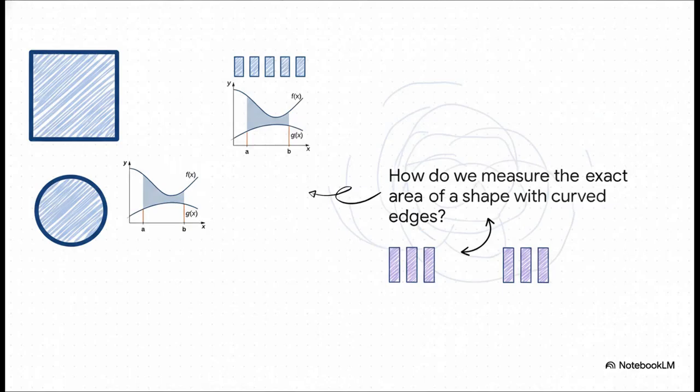You know, geometry class gives you all these neat formulas for squares and circles. But what happens when you run into a shape like this? It's bounded by two totally different functions, f of x and g of x. How in the world do you find the exact area of that shaded region?